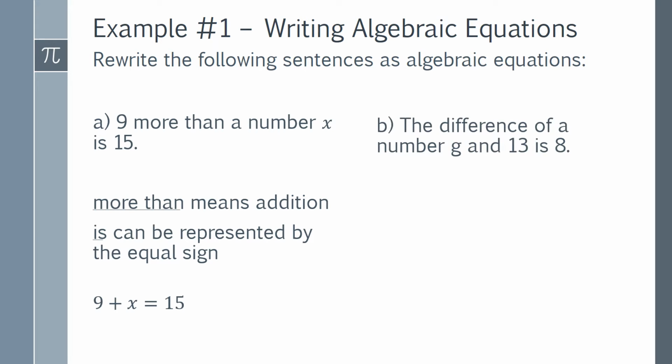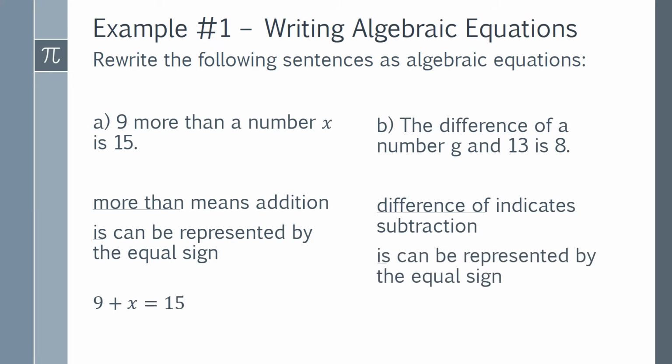Part B. The difference of a number g and 13 is 8. Difference of indicates subtraction, and is will once again be represented by the equal sign. So we can write g minus 13 equals 8.